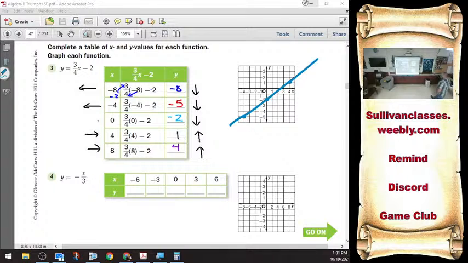So, y'all got to be really careful with those signs. There's a negative in front of this. So when I take -6 divided by 3, what is that? -2. But then there's a negative in front of it. So what's a negative -2? +2. A negative and a negative turns into a positive, so you just do 6.